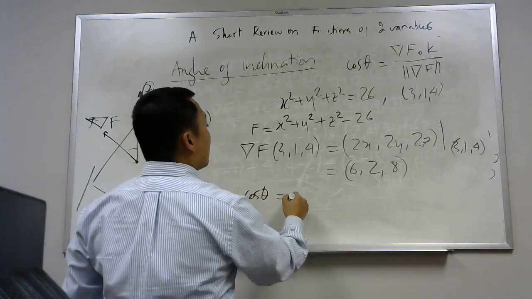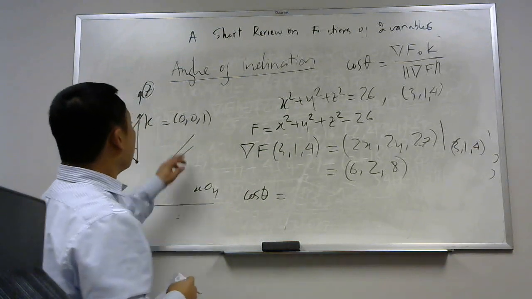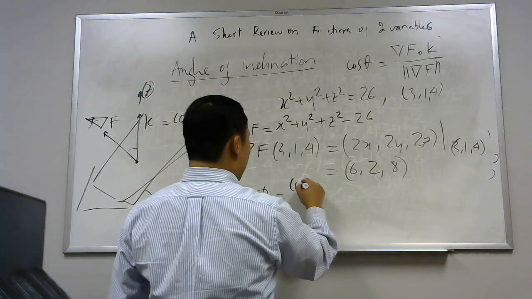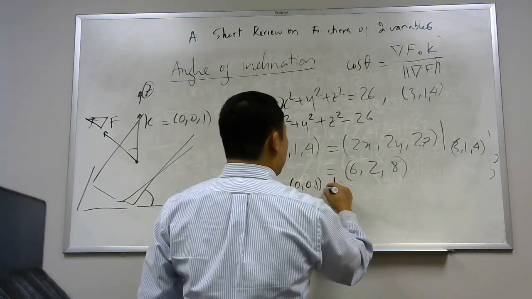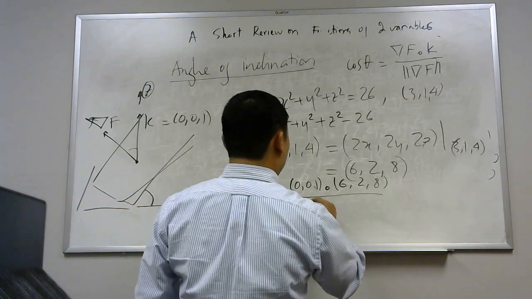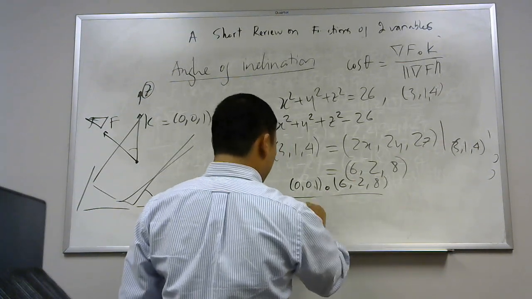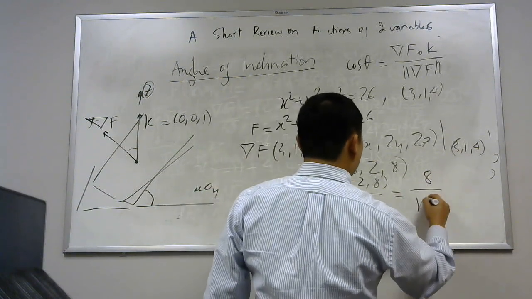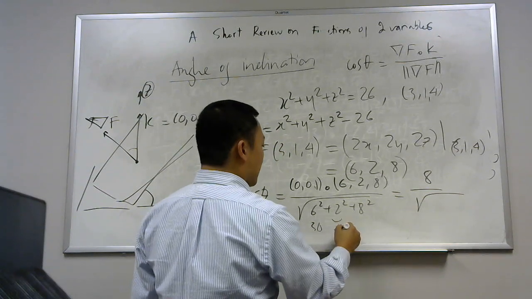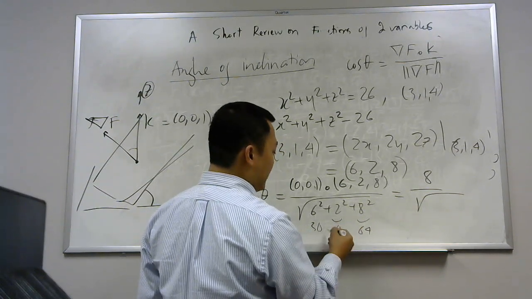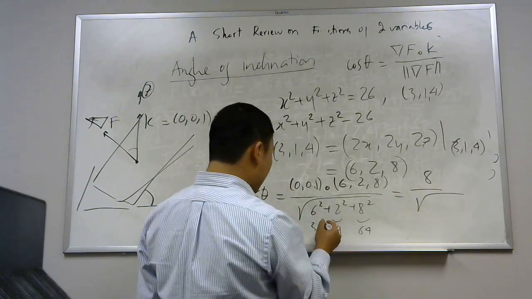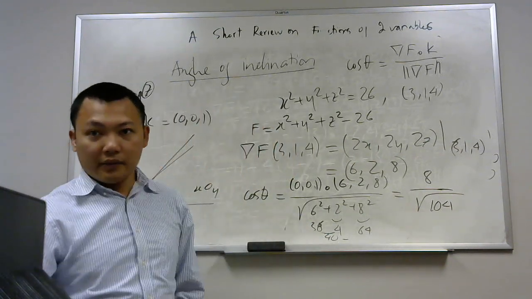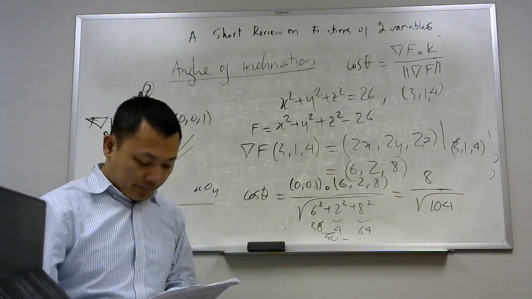So cosine theta, dot product of that, you see this is 0, 0, 1. So when I take the dot product, I have 8 only. So I have 0, 0, 1 times 6, 2, 8 over the norm. I write directly square root of 6 squared plus 2 squared plus 8 squared, right? And that is 8 over square root of 6 squared is 36, 4, 46, 64. So I have 36 plus 4 is 40, plus 64 is 104. And you apply the inverse cosine, you can find theta.